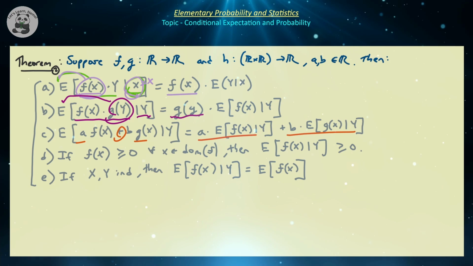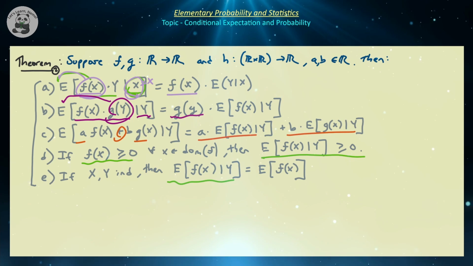Just like before, we have a non-negativity condition. That is, if f of x is greater than or equal to 0 for all x in the domain of f, then the conditional expectation of f with respect to y will also be greater than or equal to 0. And if x and y are independent, then the expectation of f given the value of y, again, f of x doesn't really care about the value of y since they're independent, that's just going to be equal to the expected value of f of x.